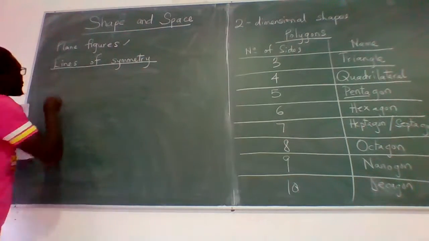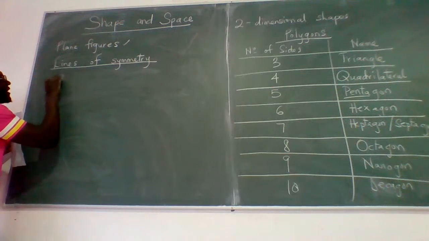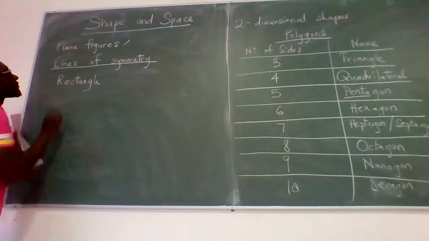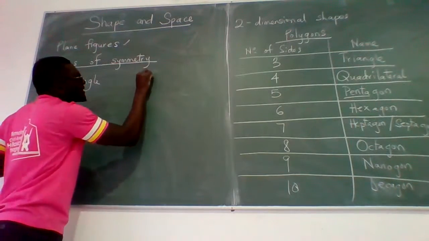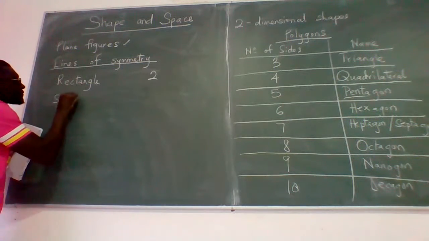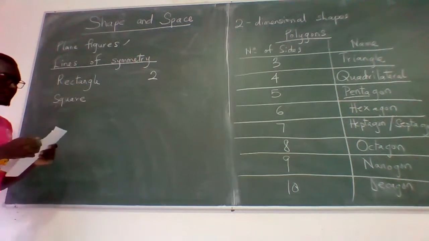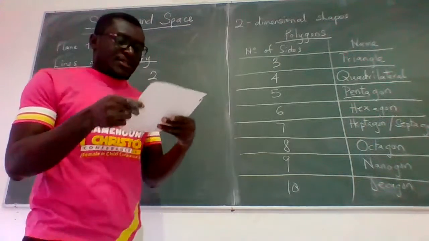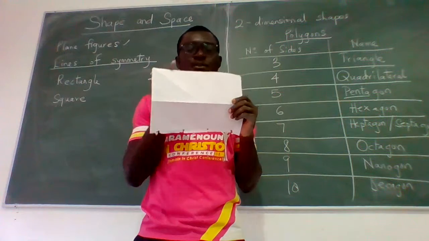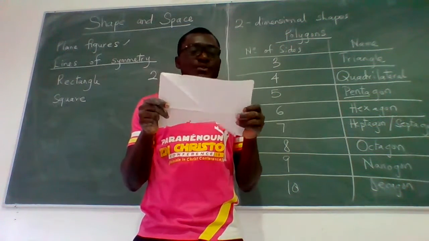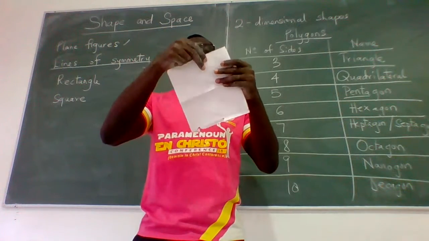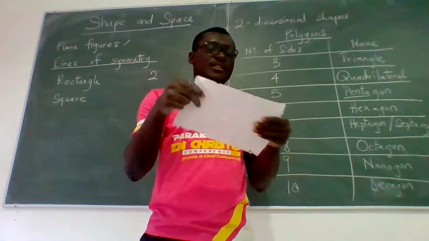So by examples, let's say I have the rectangle, and we just note that it has two. When I take the square, so the square is like a rectangle, only that it has all sides equal. So because it has all the sides equal, let me try and see if I can get a rectangle out of this one.